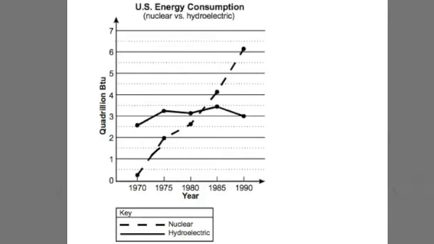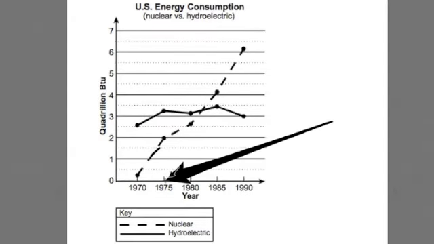All right? So this one right here, it says use the graph below, but it's a diagram or graph. It gives you a title. Always start with the title. What is this about? Well, this is about U.S. energy consumption. And underneath it, it tells us it's between nuclear versus hydroelectric energy. Okay. And we have this. You should scan it over.